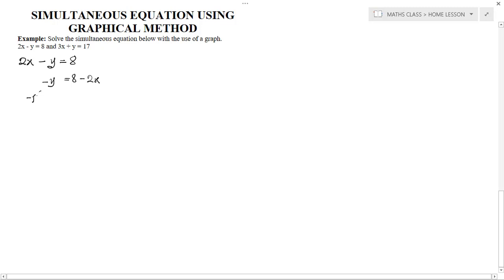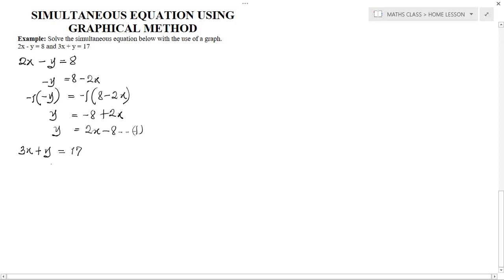So minus 1 times minus y equals minus 1 times 8 minus 2x. From here we have y equals minus 8 plus 2x. That is to say that y equals 2x minus 8. This is equation 1. Equation 2 now will be 3x plus y equals 17. So making y the subject gives us 17 minus 3x.